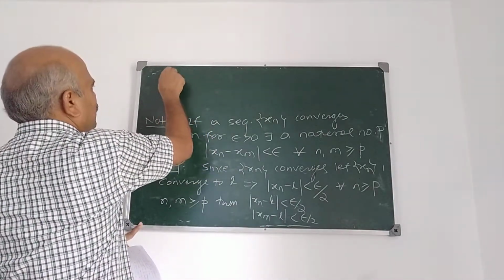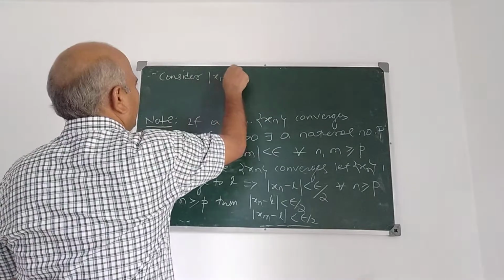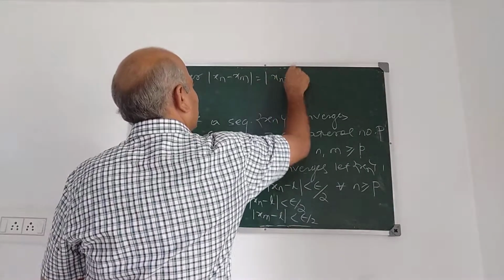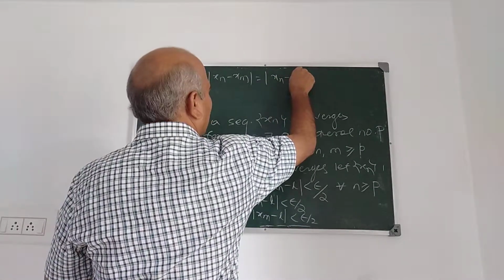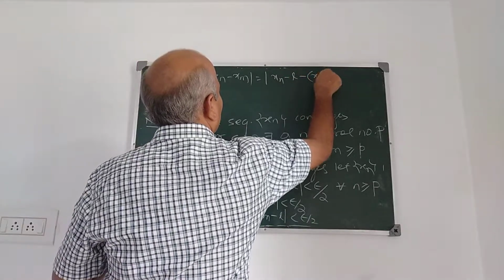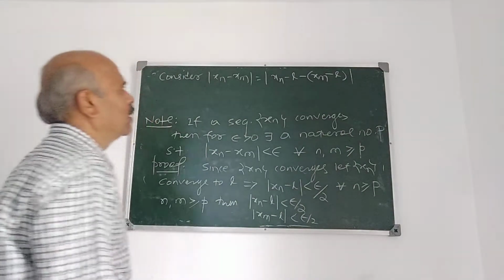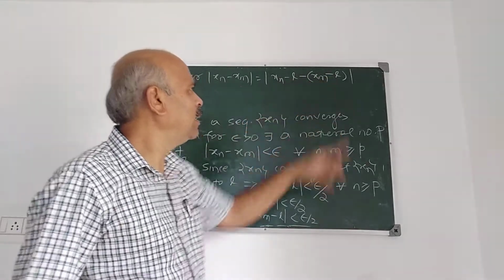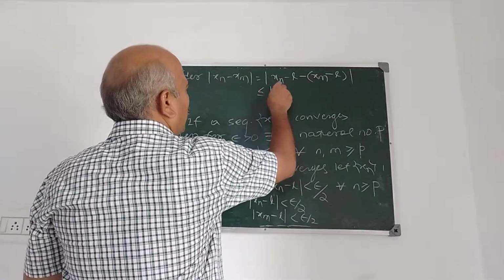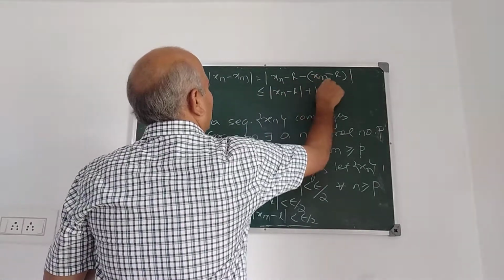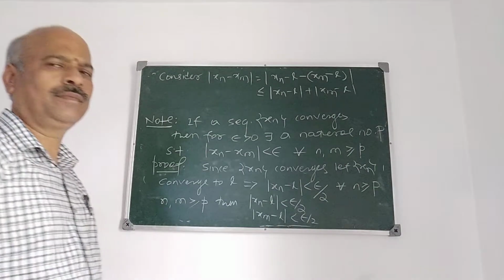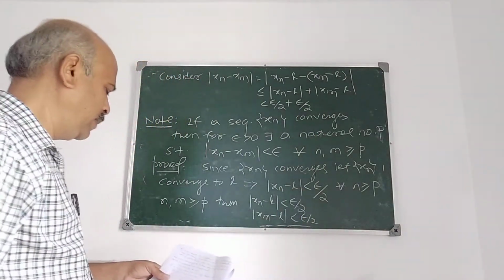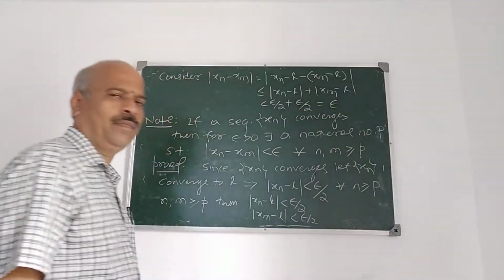Now consider mod xn minus xm. It is equal to mod of xn minus L minus of xm minus L. Correct? I have written xn minus xm as xn minus L minus xm plus L. Now it is less than or equal to mod of xn minus L plus mod of xm minus L. So it is less than epsilon by 2 plus epsilon by 2. So it is epsilon.